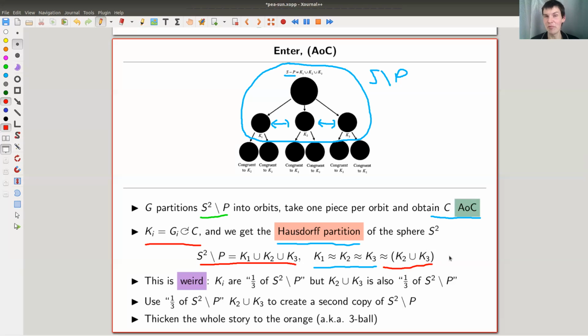So we are in trouble. 1/3 equals 2/3. So we are in trouble, or whatever we want to call it, because now we can play the following game. K1 is congruent to the union. So just split it into the union. K2, split it into the union. K3, split it into the union. And now you have 6 pieces, all of which are congruent to the 3 pieces, and which still gives you a decomposition of this S2 without P.